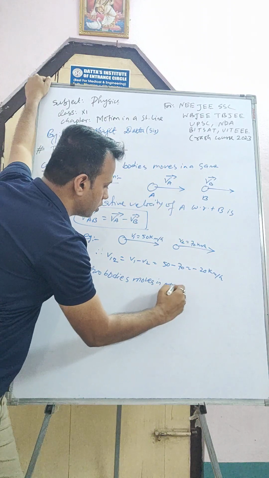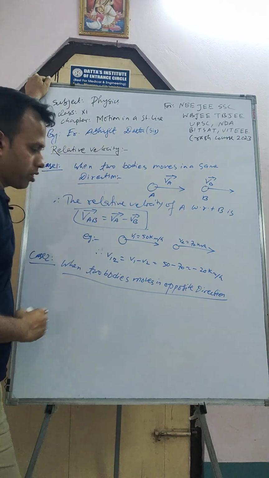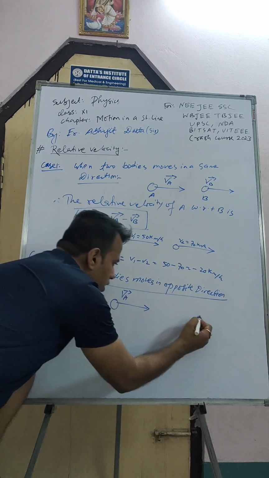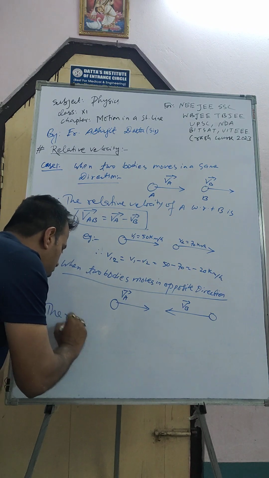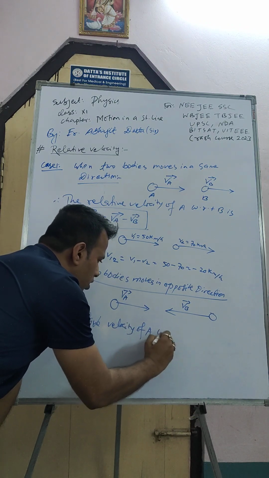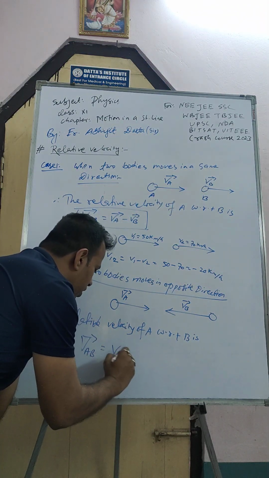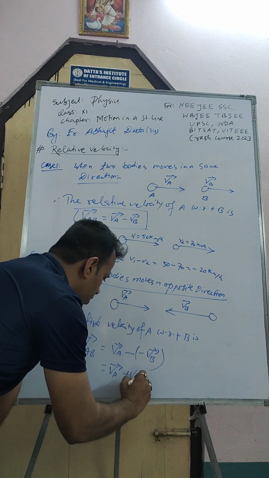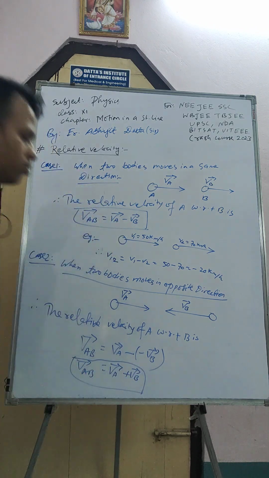Now case number 2, when two bodies move in opposite direction. Suppose this one is A and it's moving with velocity vA in that direction, and this one is B and it's moving with velocity vB in the opposite direction. In that case, the relative velocity of A with respect to B, vAB, will be vA plus vB. Got my point?